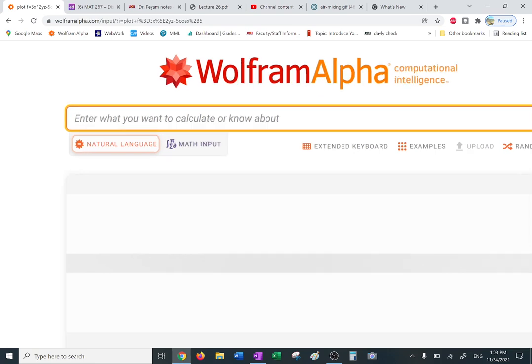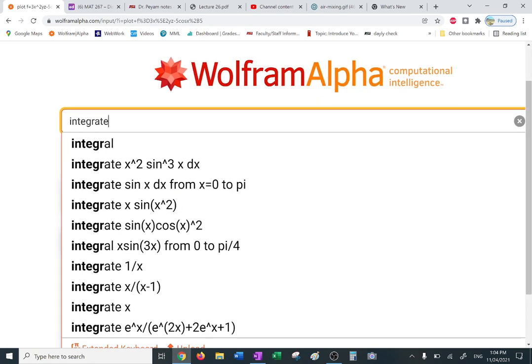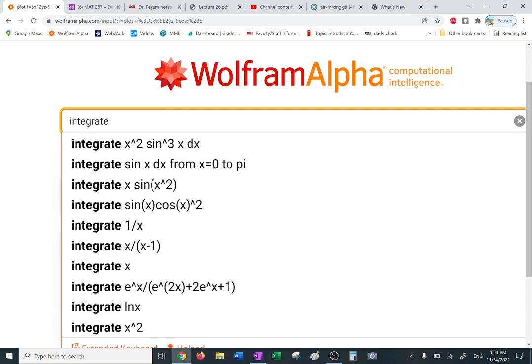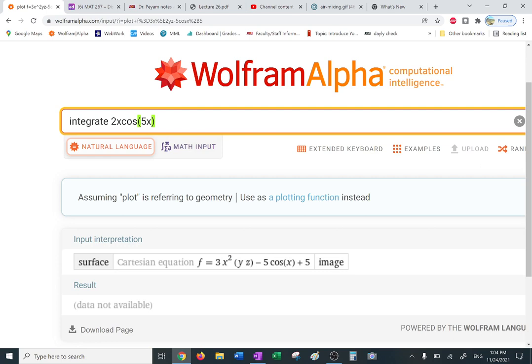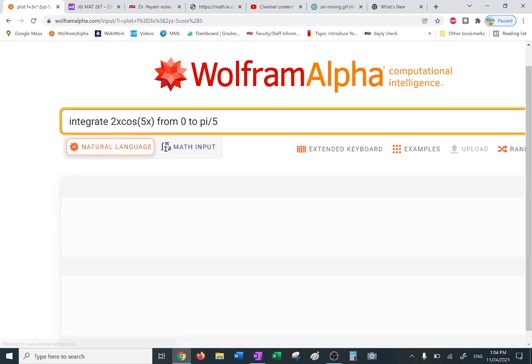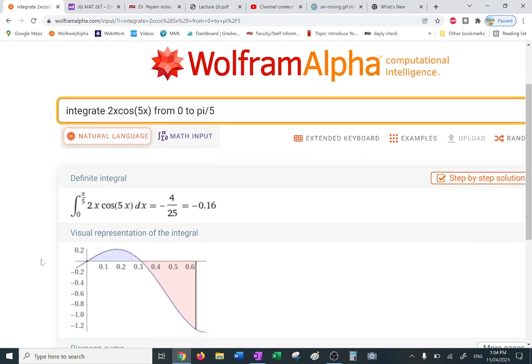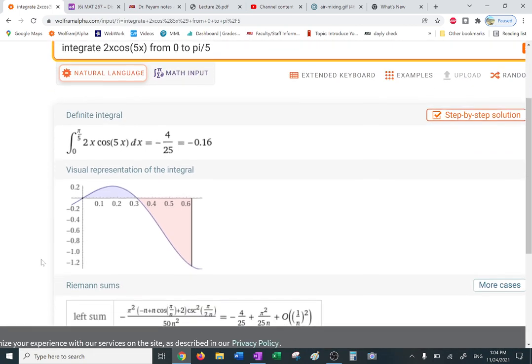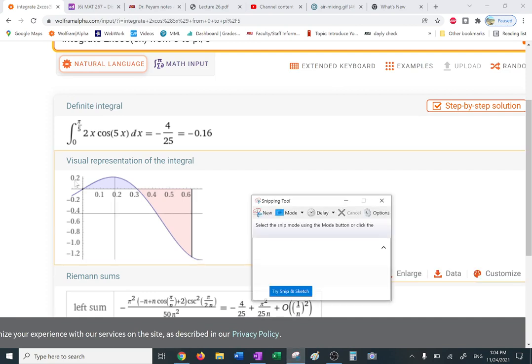So for you to know, if I integrate 2x cosine of 5x, right? That was the original thing. From 0, I just chose, not very randomly, from 0 to pi over 5. Click enter. Oh, that is, yeah, minus 4 over 25, like you asked about negative area. It means the negative part is more negative than the positive one, so the total is negative. Let me make a screenshot of that.